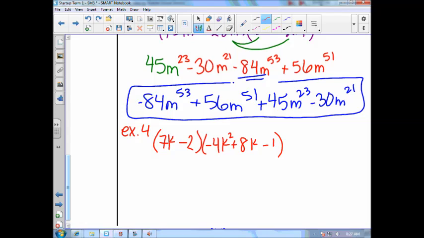So the 7k is going to be times 3 times, because the second parenthesis set has a trinomial, and there's 3 pieces. So multiply it out. Distribute.